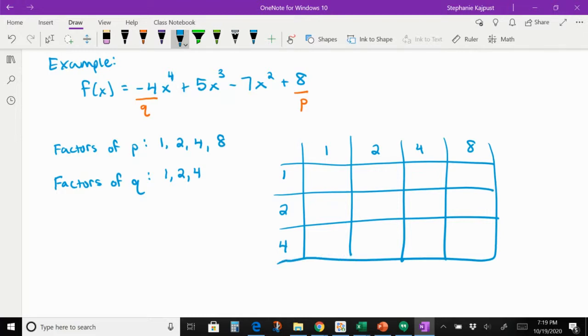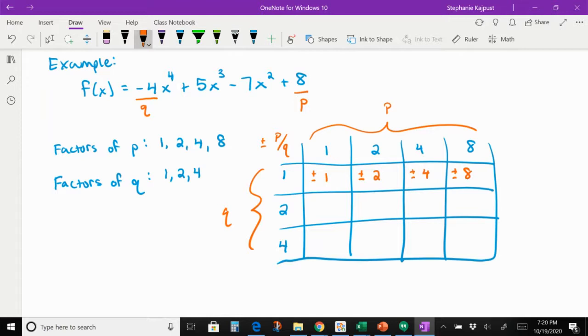And so we've got this table here, and we want to fill this in. Up here, these are the factors of P. This is Q, and it's plus or minus P over Q as our possibility. So you're just using this table to write your fractions. I'm going to go from the top left and then move to the right. So we have plus or minus 1 over 1, which is just 1. Then we have plus or minus 2 over 1, which is 2. Then we get plus or minus 4 over 1, and then plus or minus 8 over 1. So those all come out with whole numbers because our denominator Q is 1.